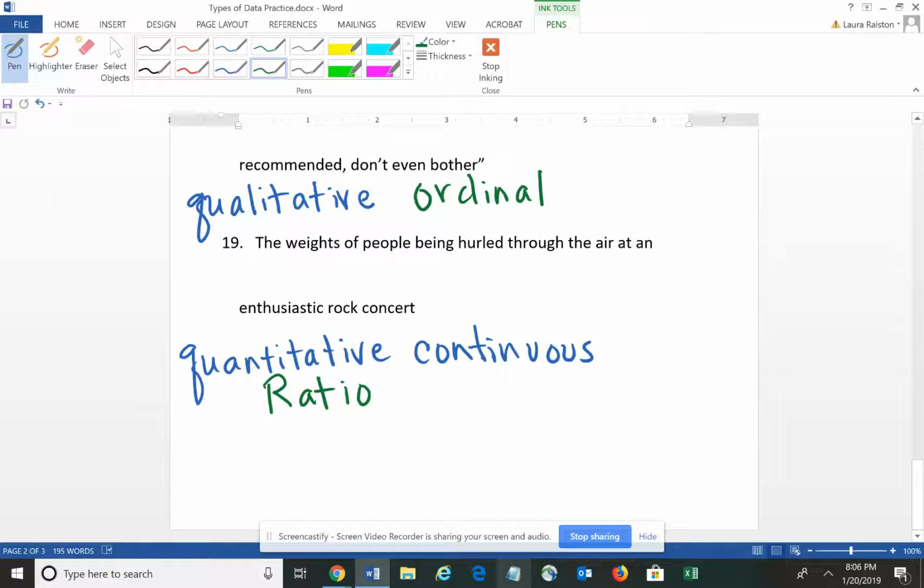Number 10. Prices of college textbooks. I hope you realize prices are stated as numbers. Because they're stated as numbers, it's definitely quantitative. And here again, we could debate whether it's discrete or continuous. Typically, a price might be something like $79.99. So you have cents.